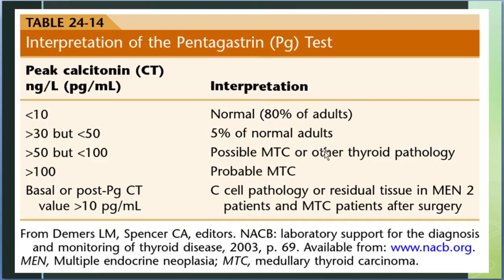So this is now the interpretation of your pentagastrin test. Pag less than 10, normal, or 80% of the adults. If around 30 to less than 50, still around 5% of normal adults could still be normal. But if it's greater than 50 to less than 100, or if it's greater than 100, there is already a possibility of medullary thyroid carcinoma or other thyroid pathology. So in short, pentagastrin has greater sensitivity in medullary thyroid carcinoma. This is a form of thyroid carcinoma that is very aggressive.